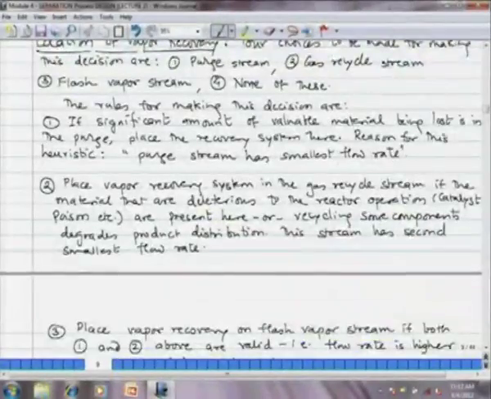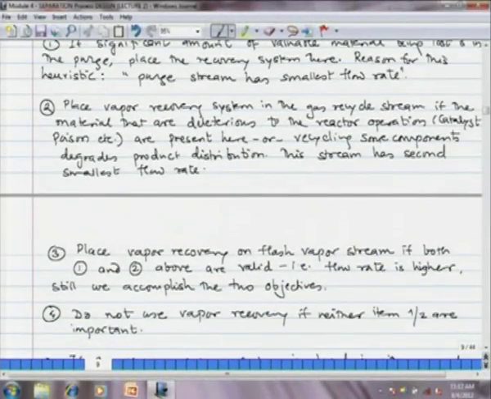Secondly, place the vapor recovery system in the gas recycle stream if materials that are deleterious to the reactor operation are present, or recycling some components degrades the product distribution. As I said, the stream emerging from the flash drum is split in two parts, purge and recycle. Recycle goes to the reactor. However, the gas recycle stream is usually compressed before recycling to the reactor. So, during that compression some vapor condenses.